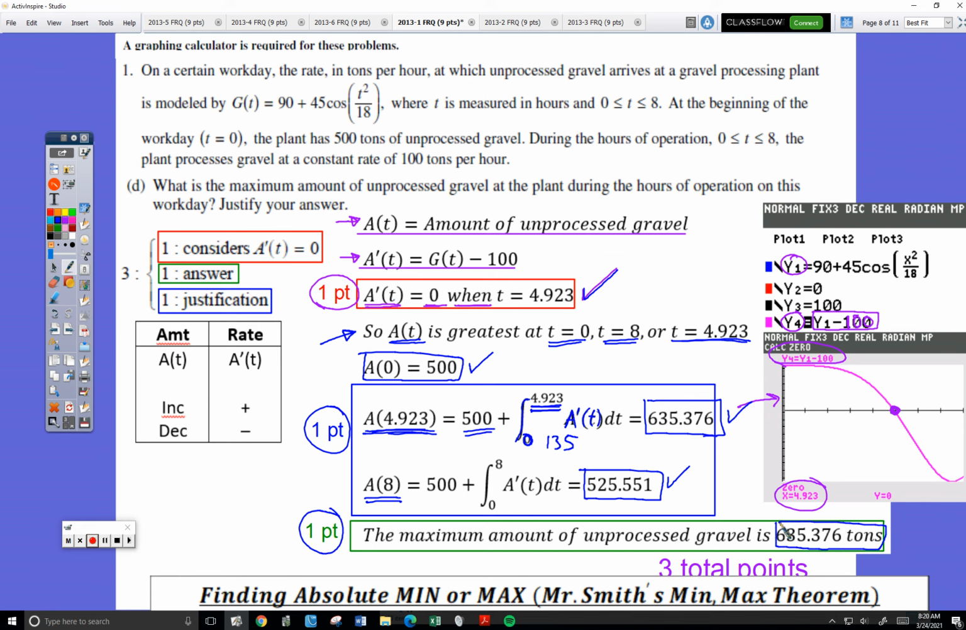gravel. I really should read my question again because this takes a lot of work and it's really easy to get lost in the work and then not answer the question correctly. So let's just make sure. What is the maximum amount of gravel? So we've got that, maximum amount of gravel at the plant during the hours. Yeah, it didn't say anything about finding the time. It didn't say anything about rounding. So we're good.